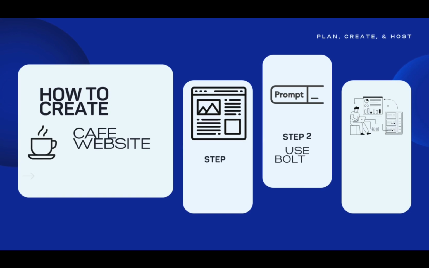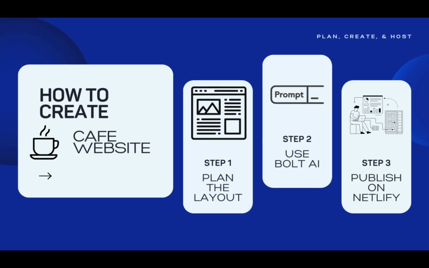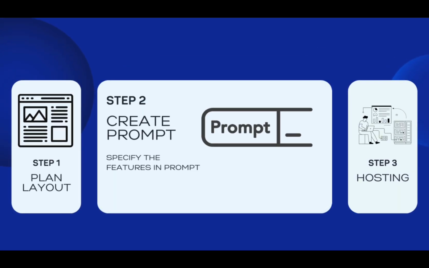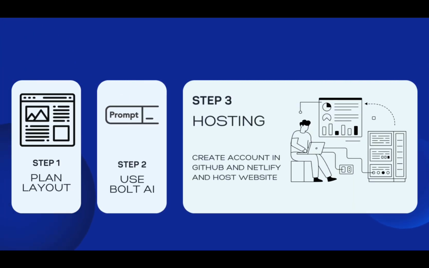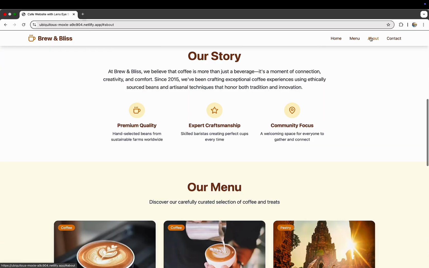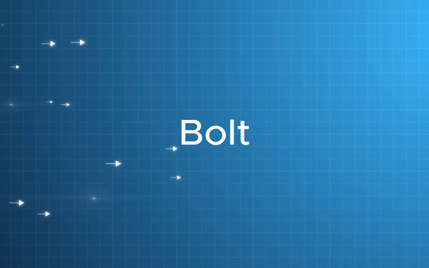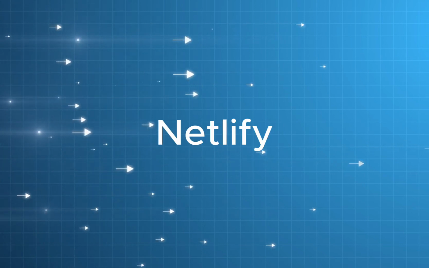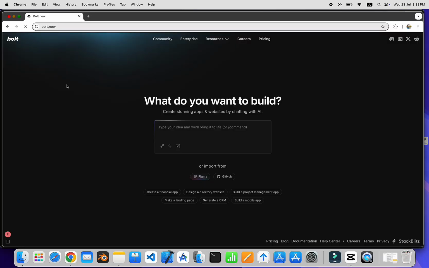I have listed out the steps. Step 1 is to plan the layout, basically the structure and the features of the web page. Step 2, specify the key features in the prompt. And step 3, use GitHub and Netlify. We will be using 3 tools in total: Bolt for website creation, GitHub for uploading the code, and Netlify for hosting. This is how Bolt AI website looks.